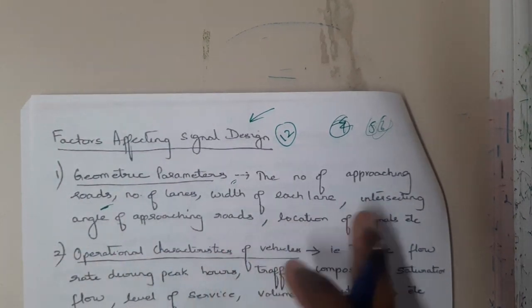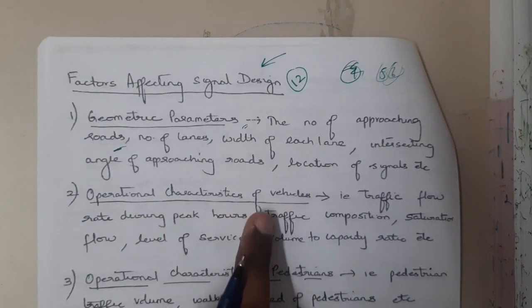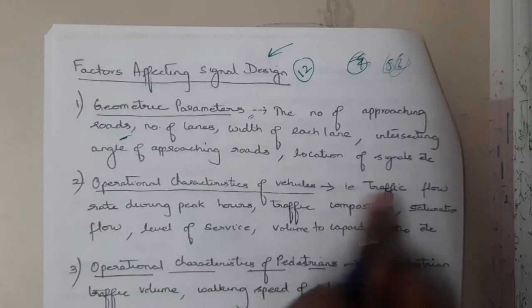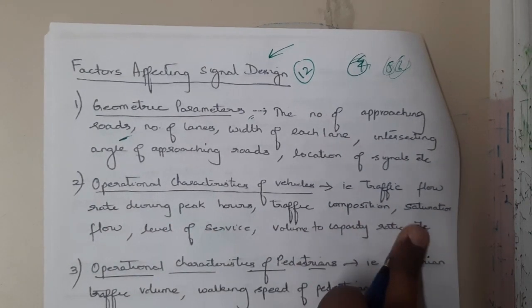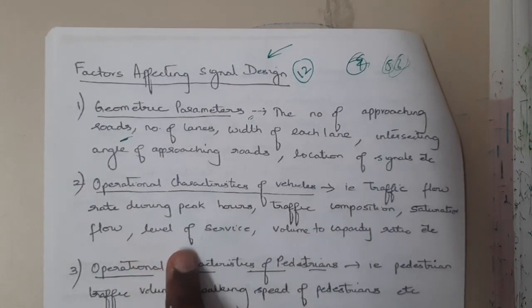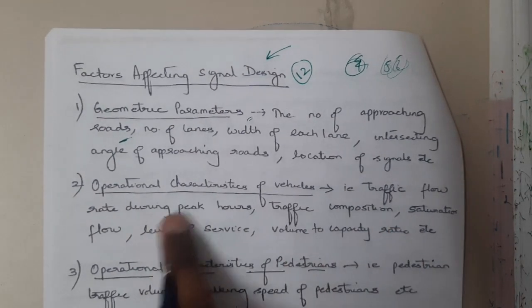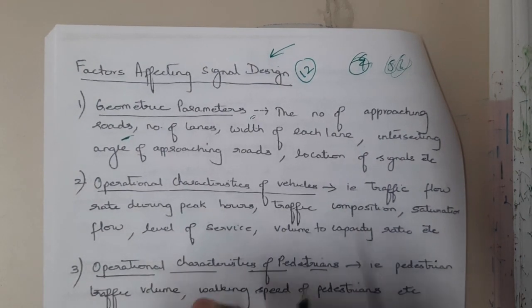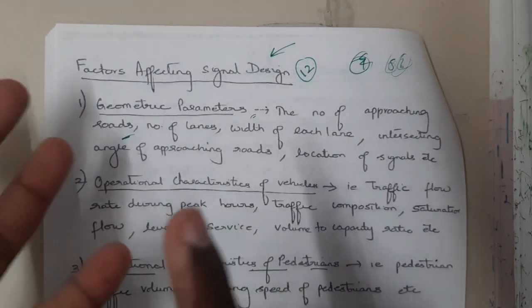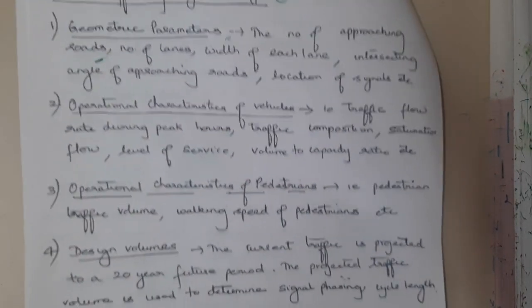Next, operational characteristics for vehicles: traffic flow rate during the peak hours, traffic composition, stationary flow, level of service, and volume to capacity ratio. These will all be considered here, guys. Operational characteristics are nothing but the live things, like traffic flow, which we will be considering in real time.